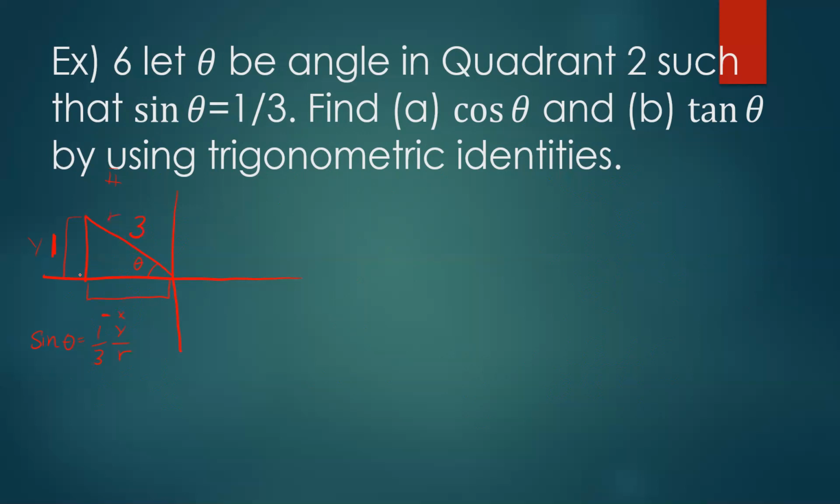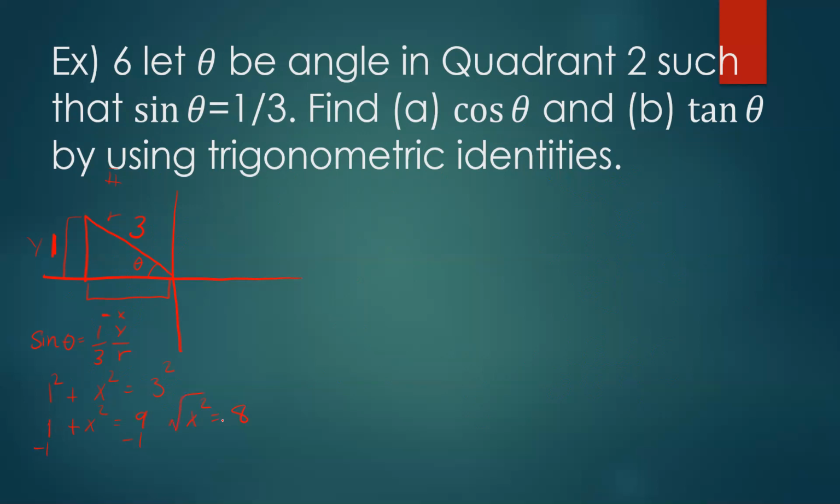Now, in order to find part A, we got to find this missing side length, right? The leg, the x value. What you could do is use the Pythagorean theorem. So it's 1 squared plus x squared equals c squared, or the radius squared. So that would be 3 squared. So that's 1 plus x squared equals 9. And then subtract 1, you get x squared equals 9 minus 1 is 8.